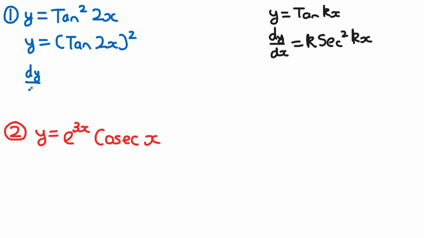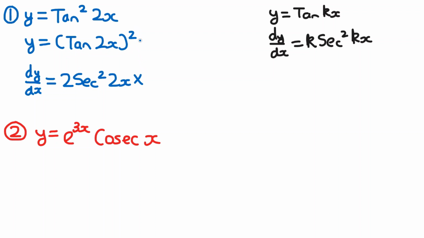So dy over dx is going to be equal to the inner function differentiated, so this tan 2x differentiated, and remember in the formula booklet it tells you that dy over dx of tan of kx is this here, so we just need to replace the k's with 2's, so it's going to be 2 sec squared of 2x, so that's the tan 2x differentiated, and this is multiplied by the outer function differentiated, which is this power of 2 here.